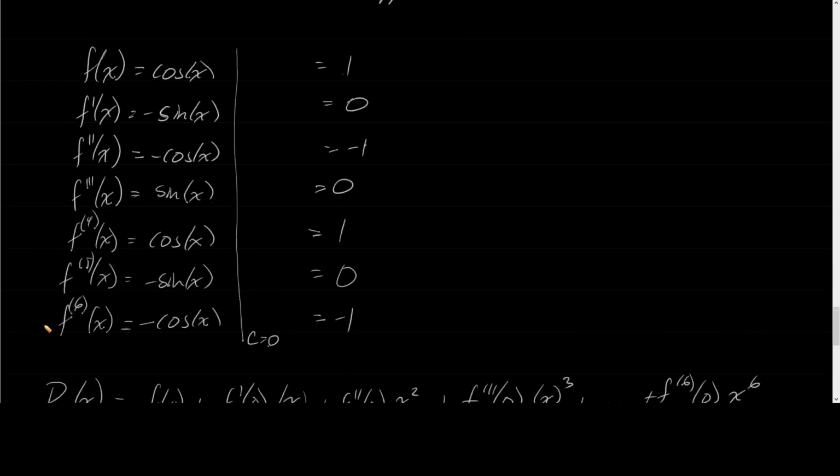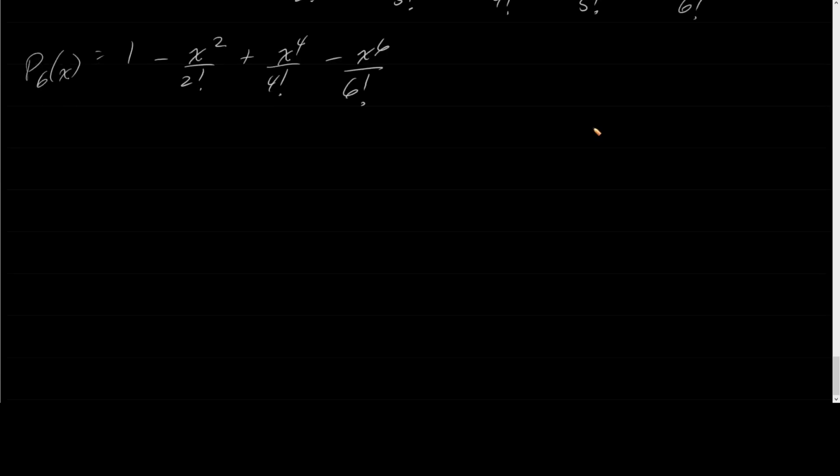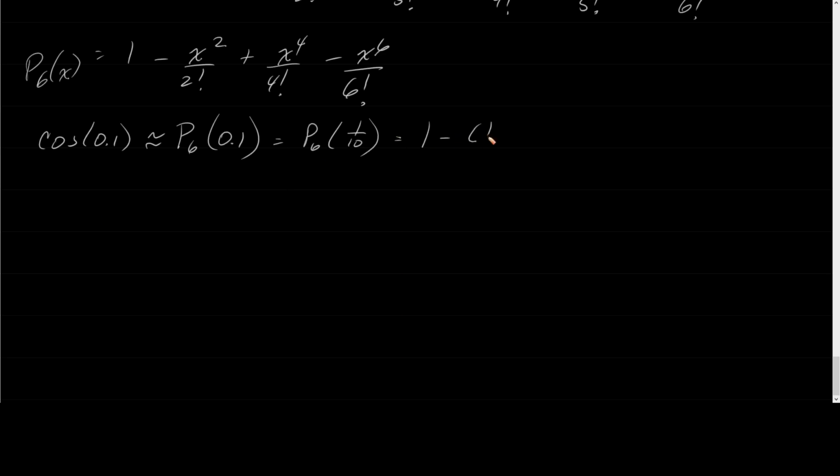But what did it say to do next? It said, use the result to approximate the value of cosine of 0.1. So let's see. We're going to say here that cosine of 0.1 would be approximately our Maclaurin polynomial evaluated at 0.1. Notice that 0.1 is really just 1/10. And in here, what do we get? We get 1 minus 1/10 squared over 2 factorial plus 1/10 to the 4th over 4 factorial minus 1/10 to the 6th over 6 factorial.